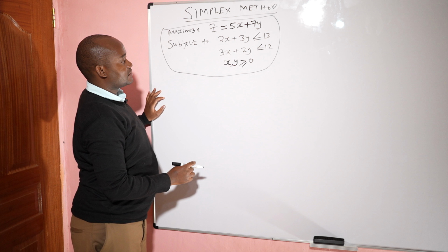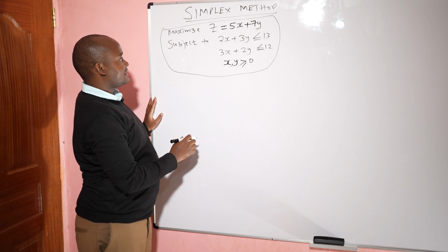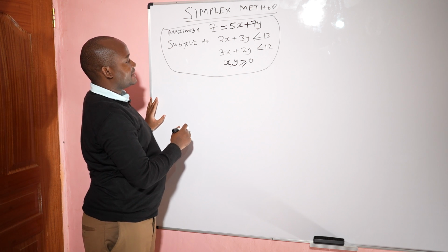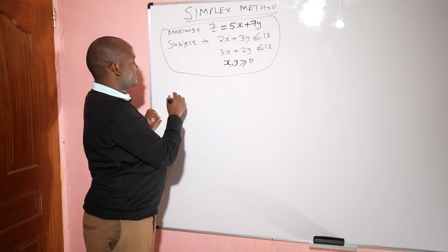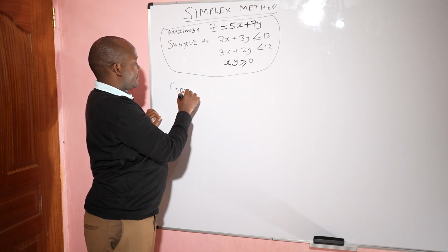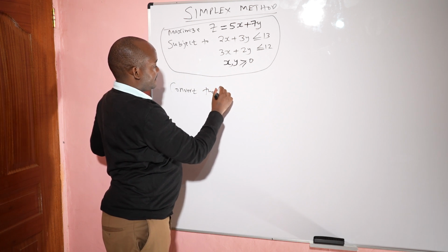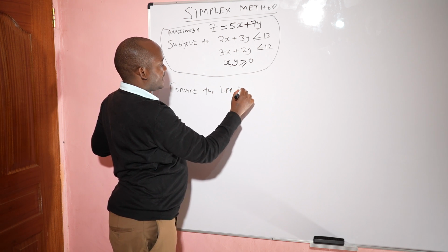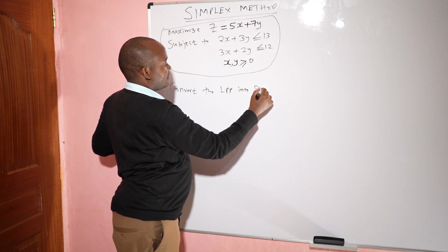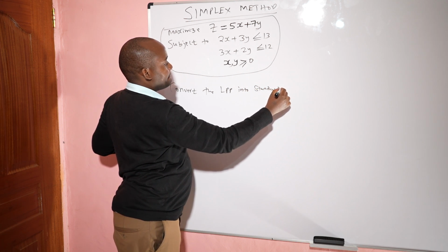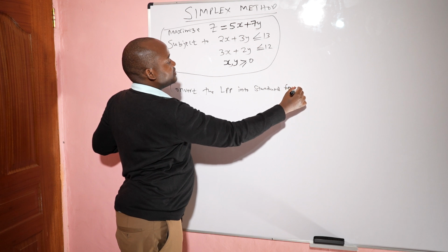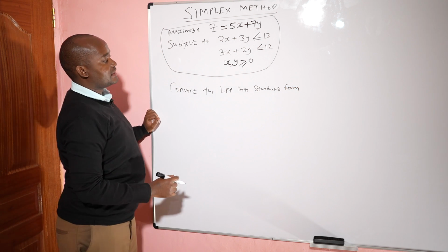equal to 0. So the first thing before you can solve this by the simplex method is to convert the system into standard form. Convert the LPP into standard form. What do we mean by the standard form? In this particular case, you introduce what we call the slack variables.